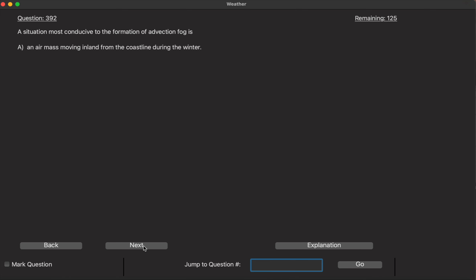A situation most conducive to the formation of advection fog is an air mass moving inland from the coastline during the winter. Advection fog: an air mass moving inland from the coastline during the winter.